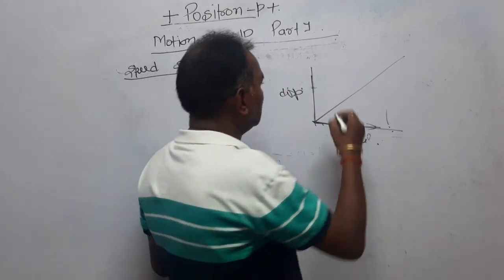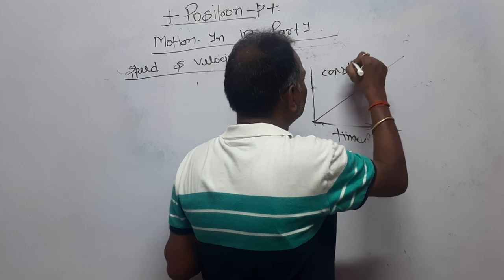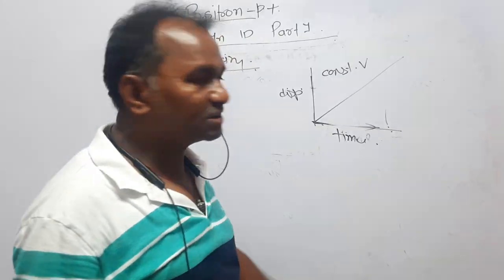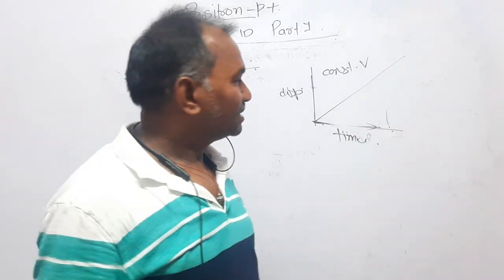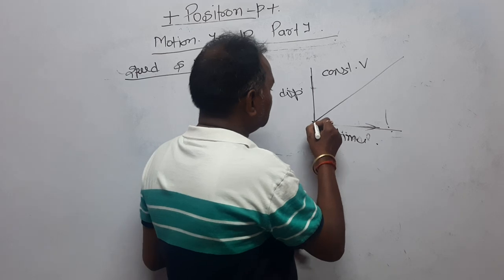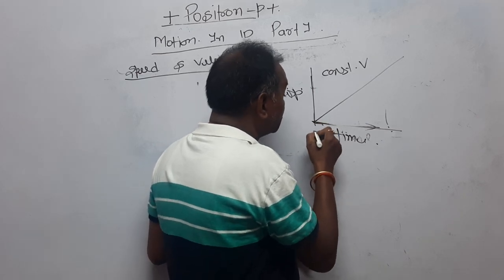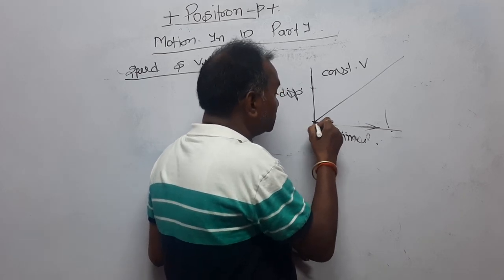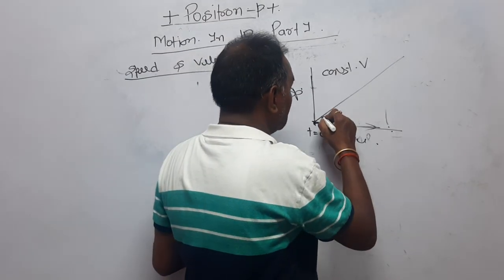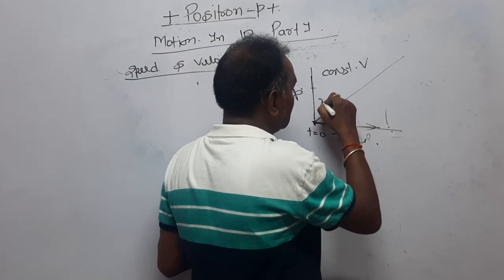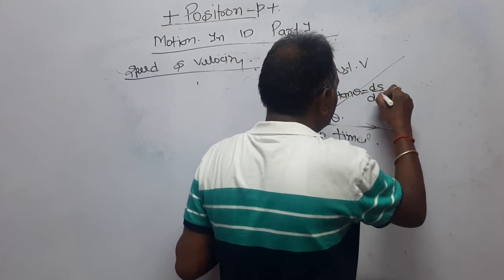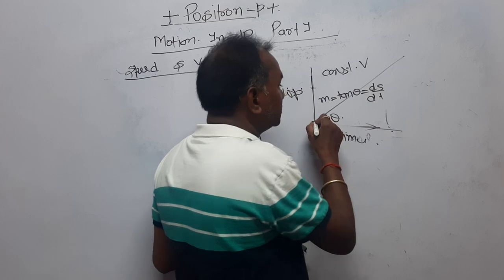Means the body is moving with a constant velocity. Velocity is a constant this time, right? Interesting that velocity is a constant. And dear students, very important that velocity is a constant even at t equal to 0. T equal to 0 means the body begins its motion from here. Even in this case, the velocity was just m is equal to tan theta, and that is equal to ds upon dt. Means even at t equal to 0.